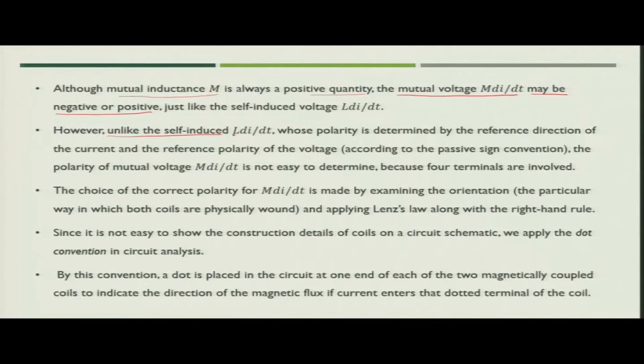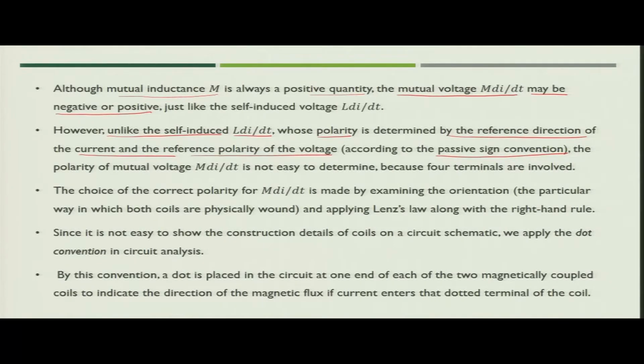Unlike the self induced L d I by dt, for which you can find the polarity, how? You determine the polarity by the reference direction of the current and the reference polarity of the voltage. If you remember, we discussed the passive sign convention in our first week. You can use that discussion to find the polarity in case of the self induced voltage, that is L d I by dt.